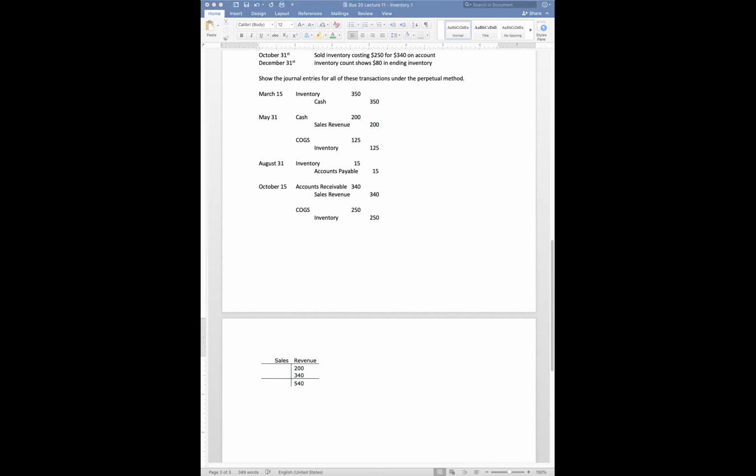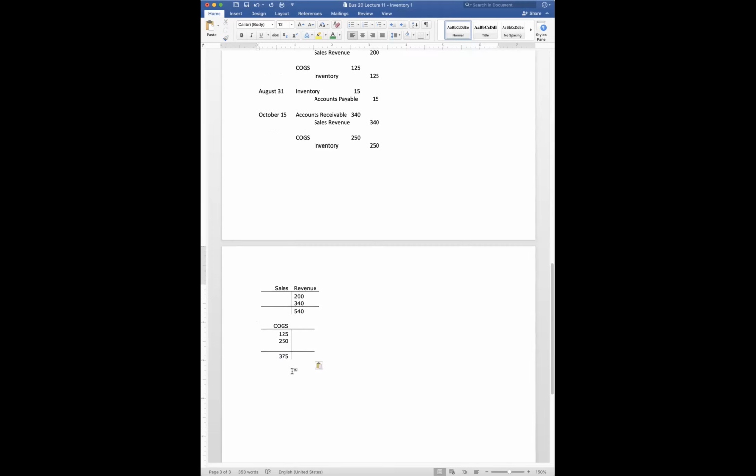Now, cost of goods sold. What's in there? Well, again, cost of goods sold is an expense. So there is nothing in there at the start of the year. But during the year, we debited for $125 and we debited again for $250. So we see those there. We have a total cost of goods sold of $375.